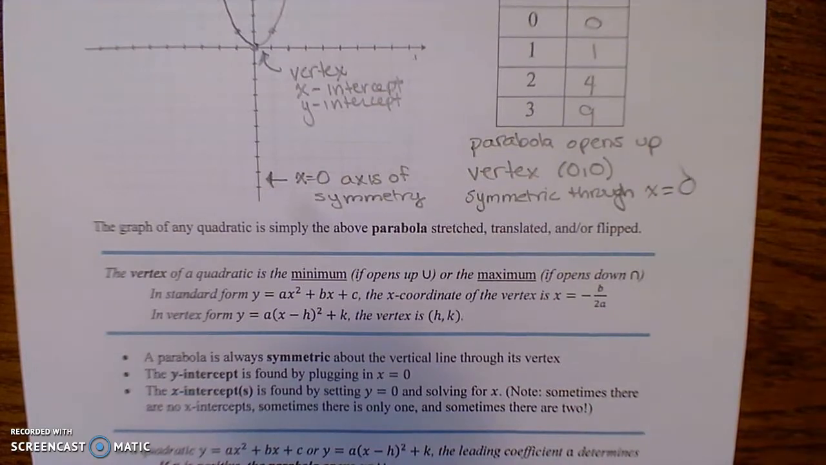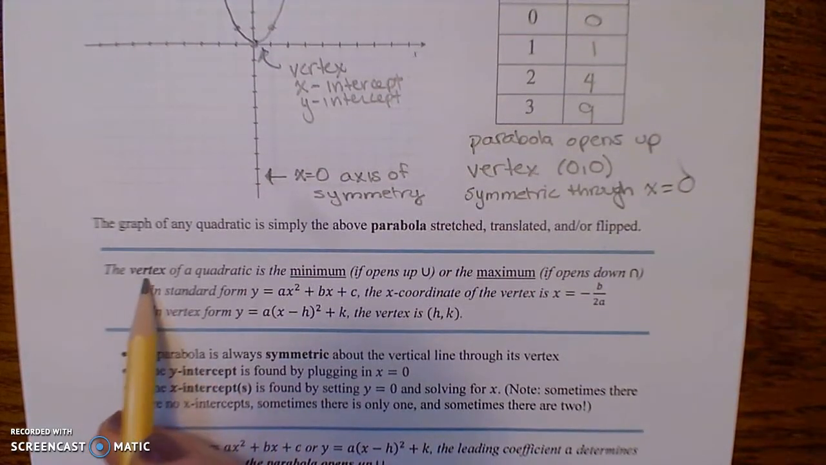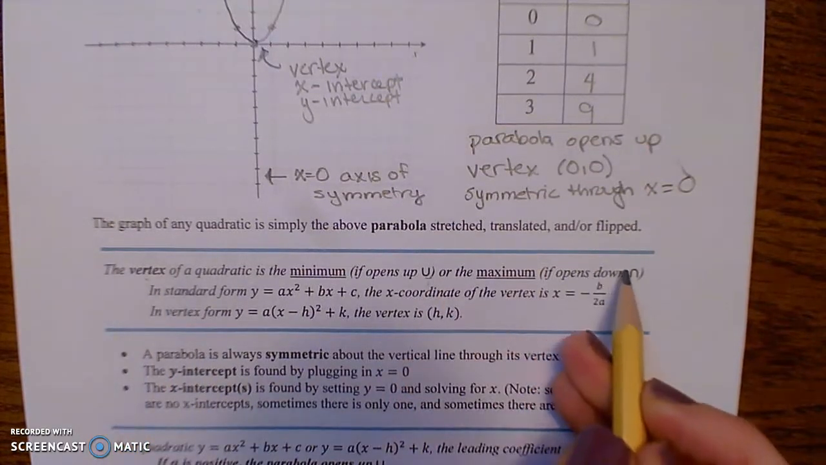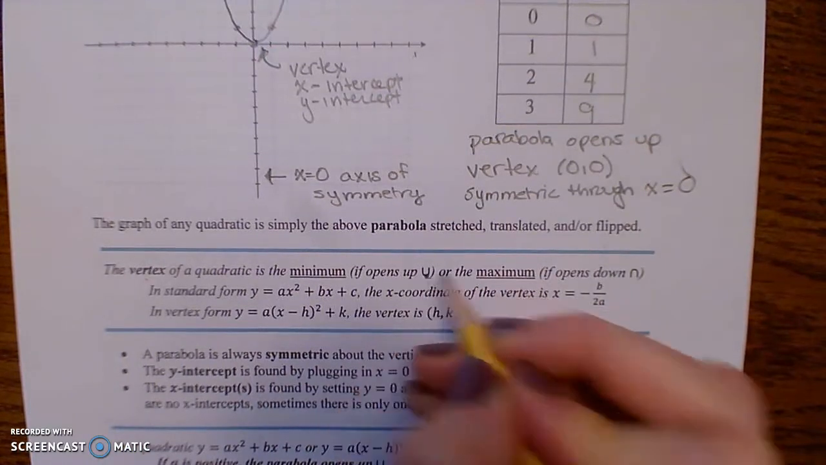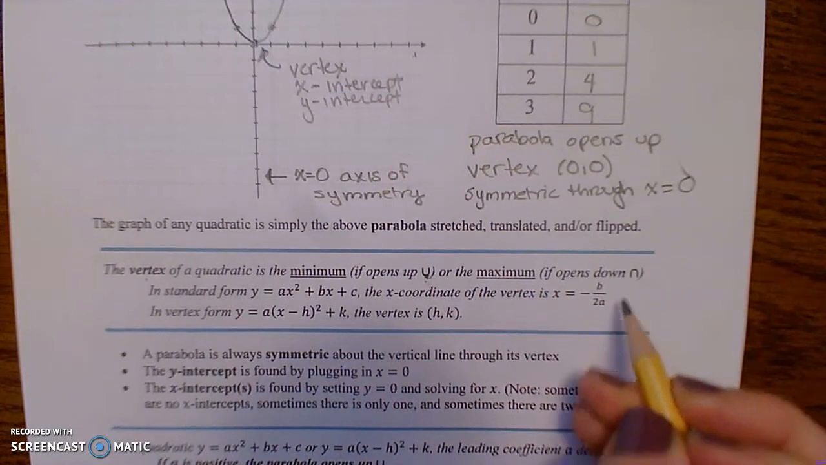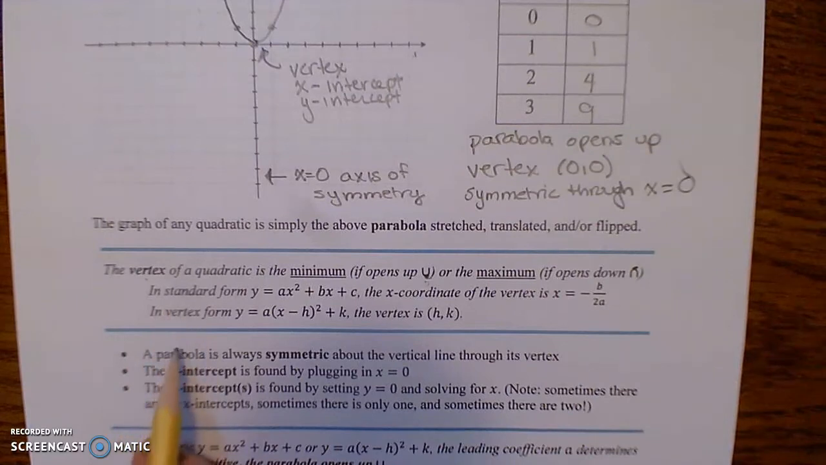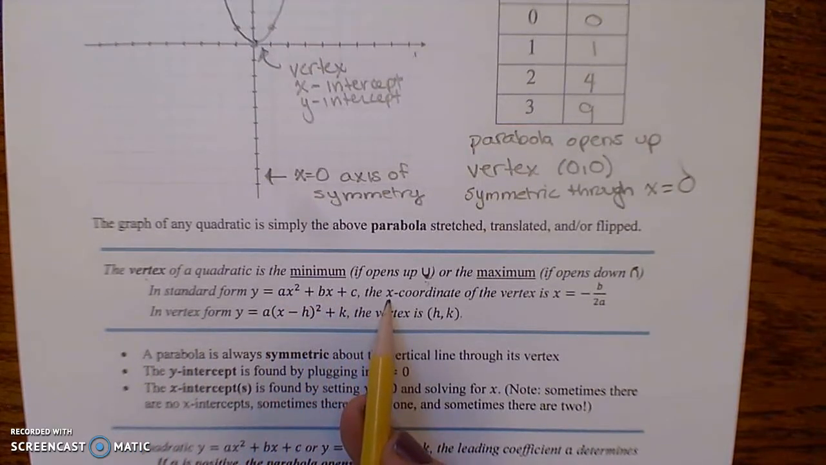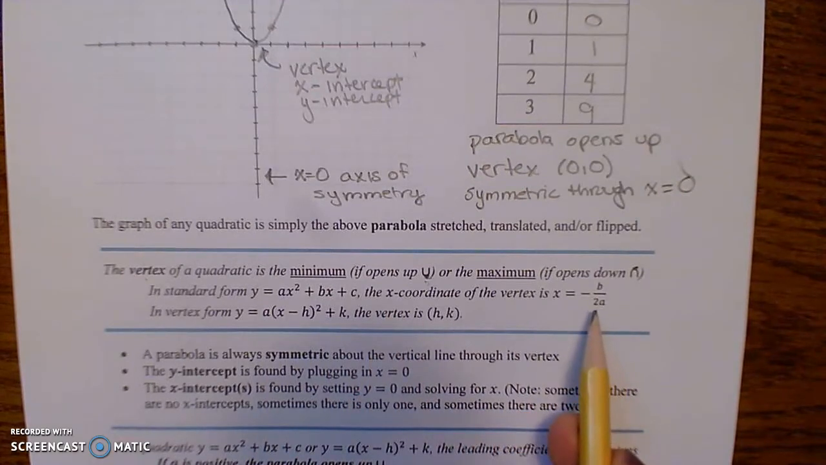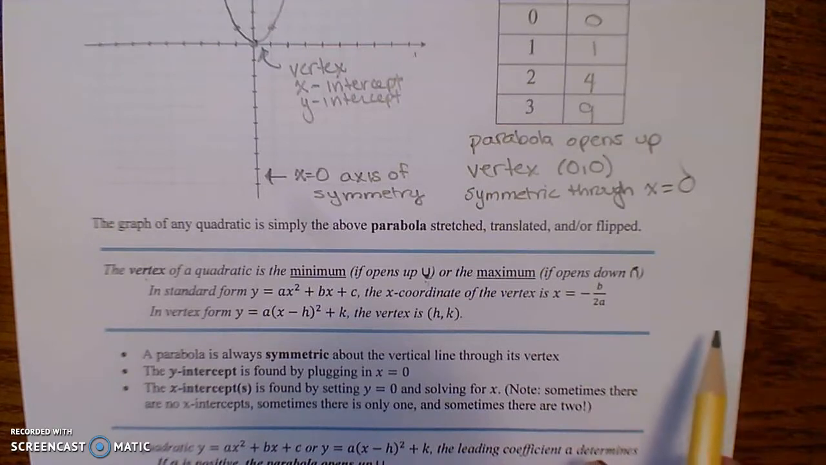So here are some features of the parabola that you'll need to look for. First of all is the vertex. Anytime that you draw a parabola, it'll either open up or it'll open down. If it opens up, then the vertex will be the minimum. If it opens down, the vertex will be the maximum point on the graph. And here's how you find the vertex. If the equation is in standard form, ax squared plus bx plus c, then you find the vertex by calculating x equals -b over 2a. That tells you what the x coordinate of the vertex is. And then, of course, you plug that number in to figure out what the y coordinate is.